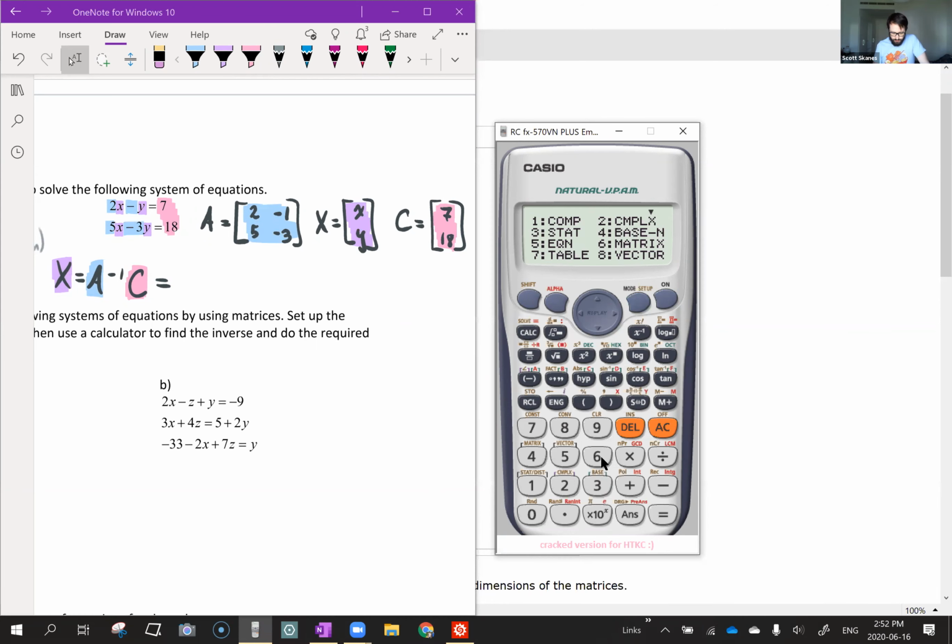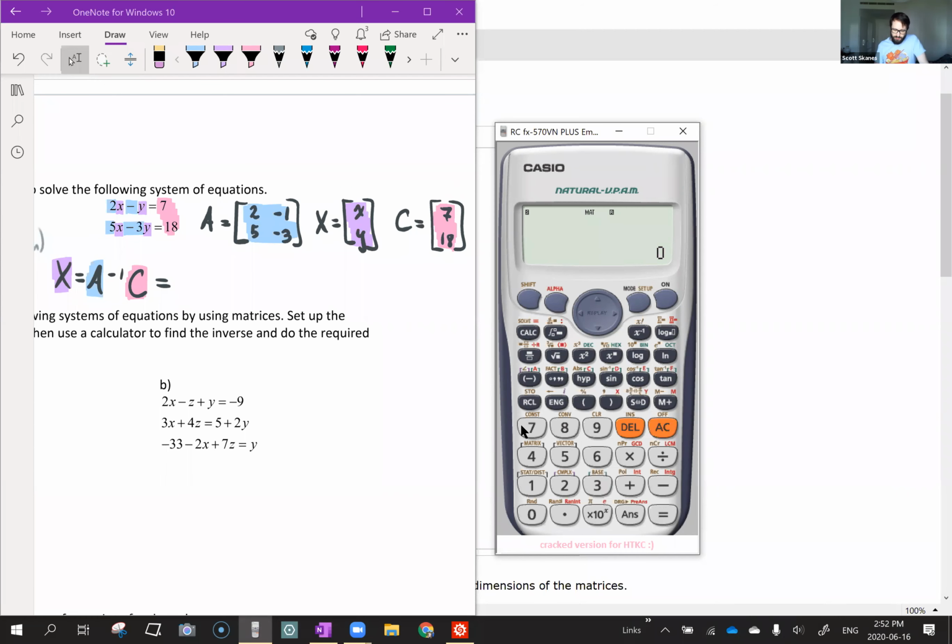Mode 6. It's a 2 by 2 matrix for matrix A, so 5. I'm going to put in 2, -1, 5, and -3. Okay, save it, AC. Now I need to put in the matrix C. I don't put in the matrix X because they're not numbers. I'm looking for that. I don't know what it is.